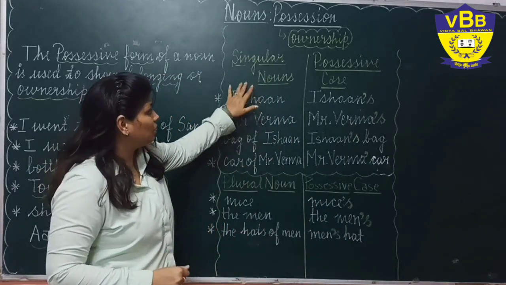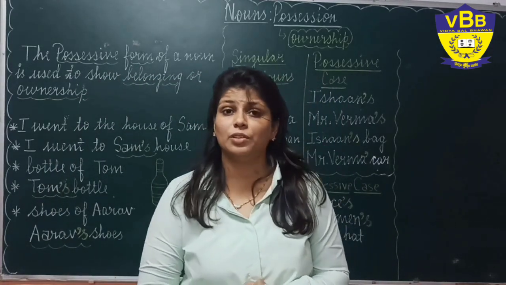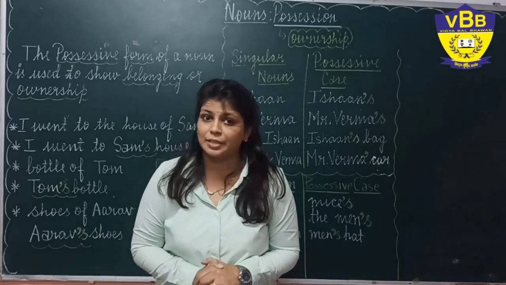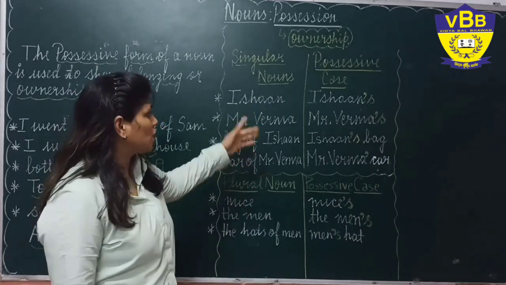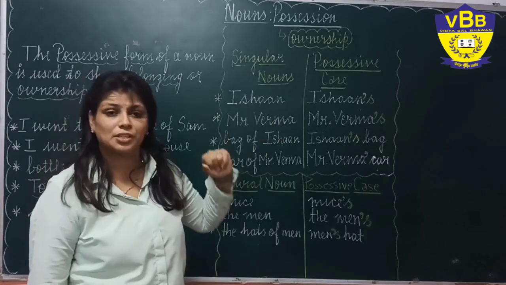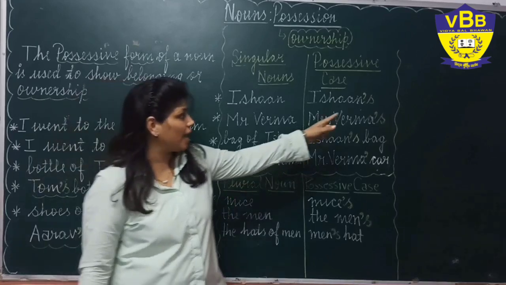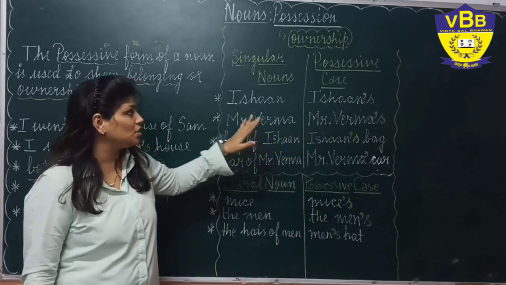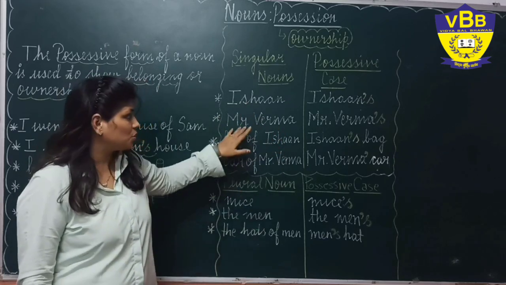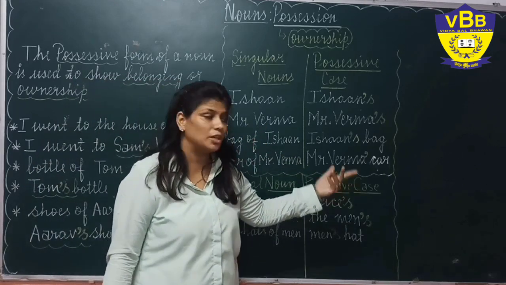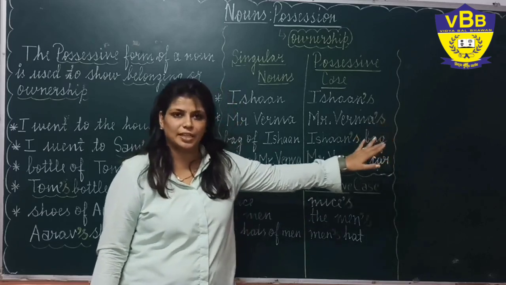First one, singular nouns and possessive case. Now, if there are singular nouns, how will we change them into their possessive case? Okay, for example, I have written here Ishan. So, Ishan is a singular noun. So, what will be the possessive case of this noun? Ishan's. Okay, again I have added, as you can see here, apostrophe S. So, this is the possessive case of Ishan. Mr. Verma. Now, Mr. Verma is a name. How have I changed it into the possessive case? Mr. Verma's. Apostrophe S is added again.